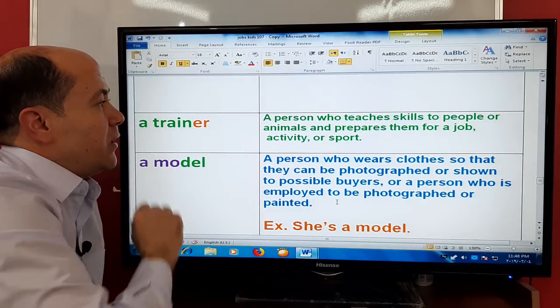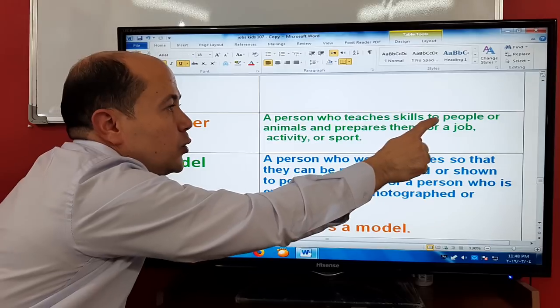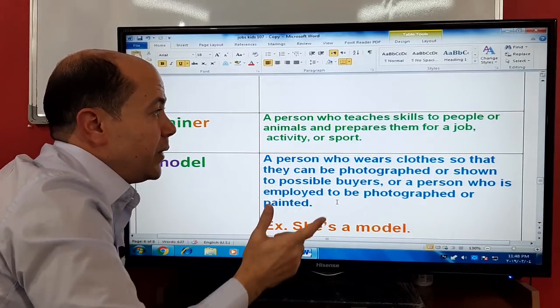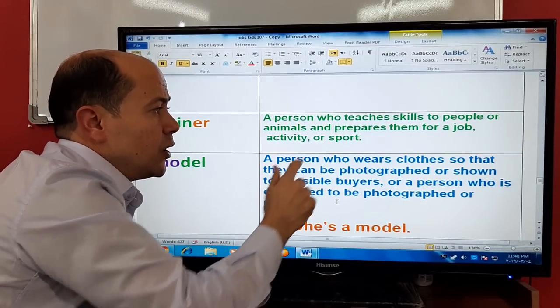A trainer, مدرب. A person who teaches skills, الشخص اللي بيعلم مهارات to people, للناس or animals أو حيوانات, and prepares them ويجهزهم for a job, لوظيفة, activity, نشاط, or sport أو رياضة.